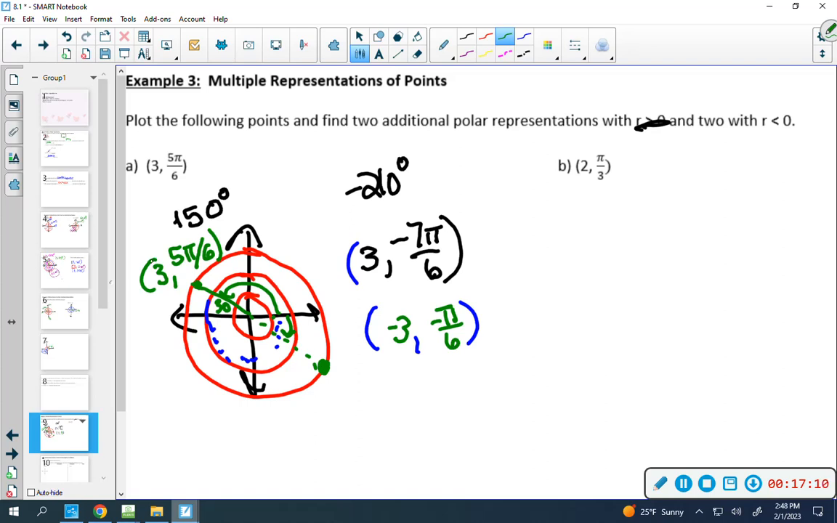Could you put 11 pi over 6? Yep, for sure. There are like 4 different options. I'll take 11 pi over 6 for sure. All right, let's try the next one and see how much this one makes me stroke out. Okay.